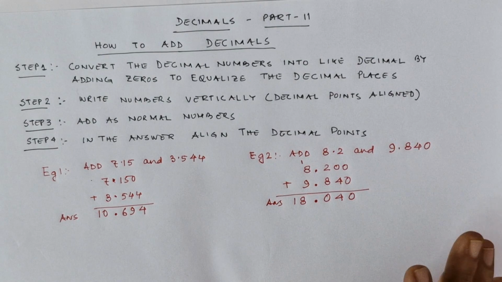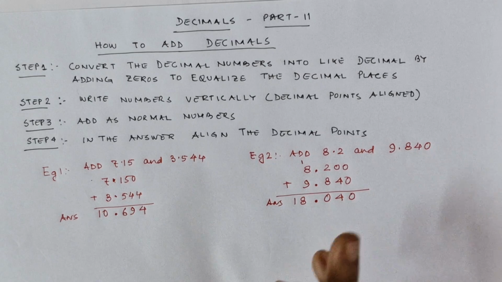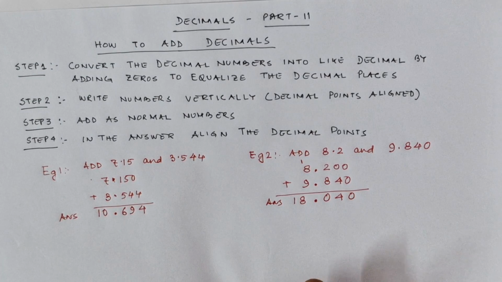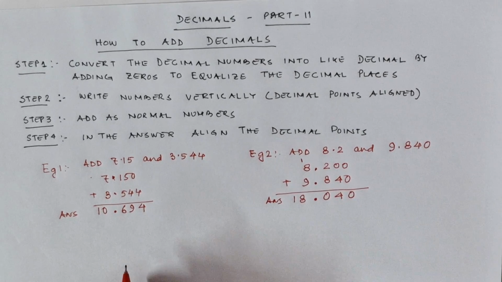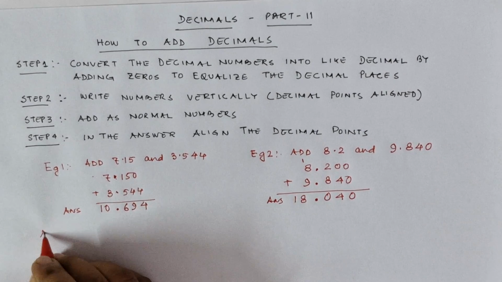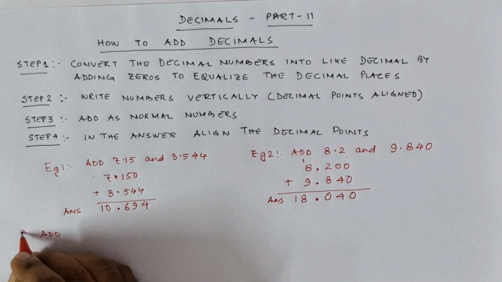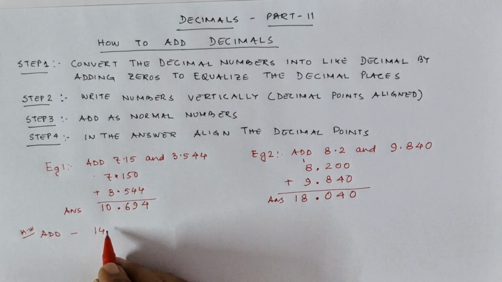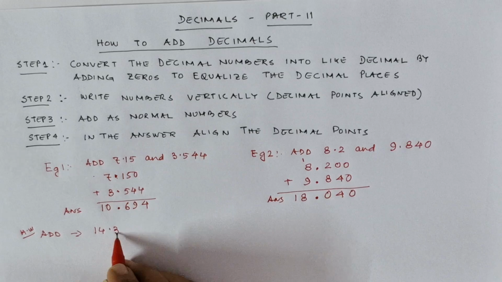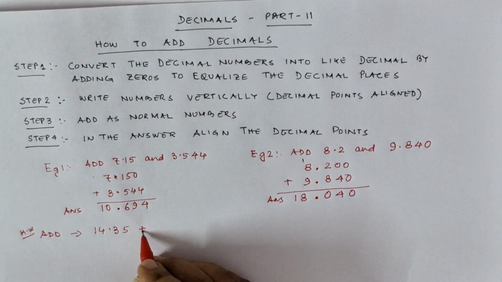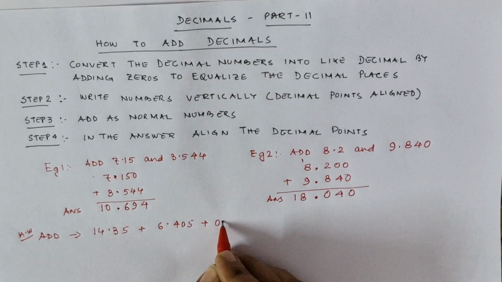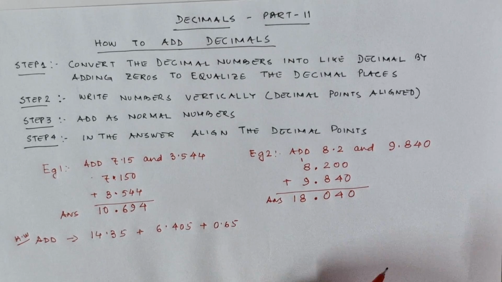I guess these are very simple steps. I guess you have followed my steps in the lecture, and I'll give you a question to do at home. So it's a homework. Your homework will be to add 14.35 plus 6.405 plus 0.65. Try this at home.